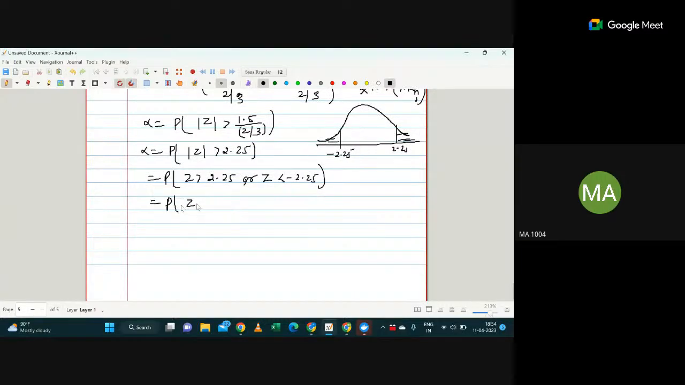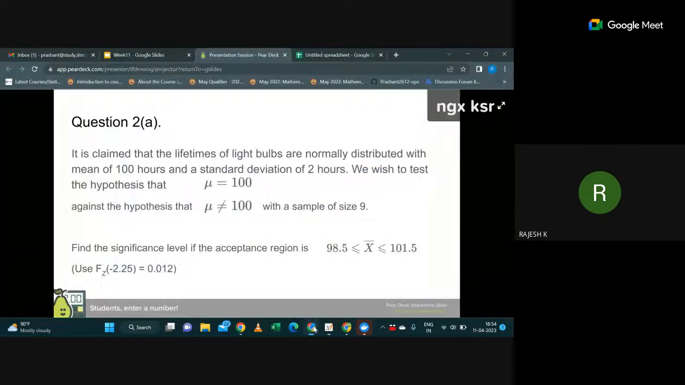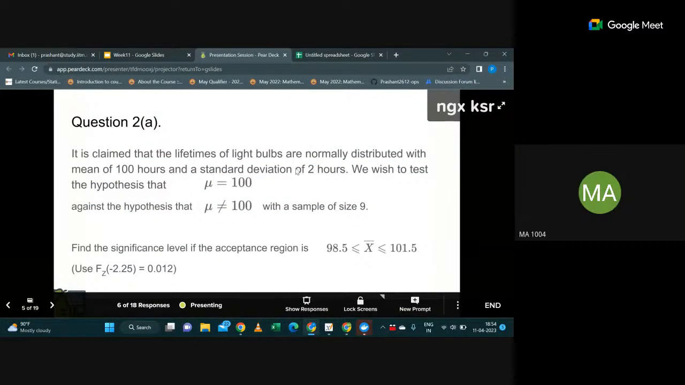I couldn't find that sigma is given as 2 in the problem. It's given as standard deviation is 2, right? Sorry, yeah, my mistake. No issue, no problem.